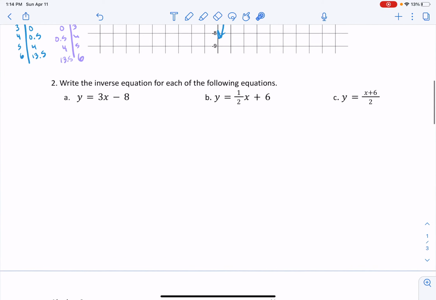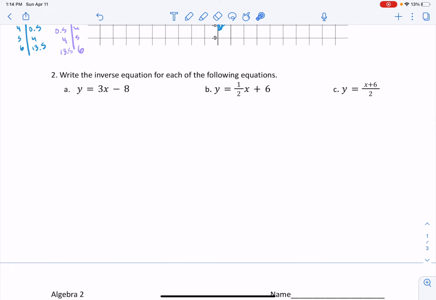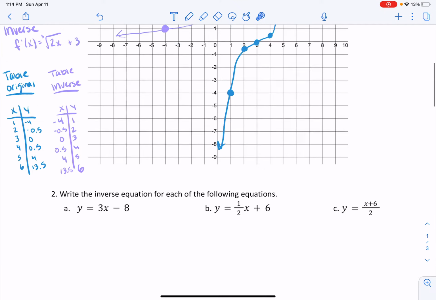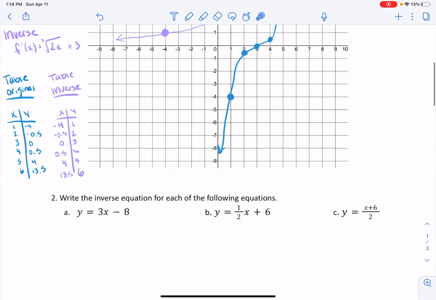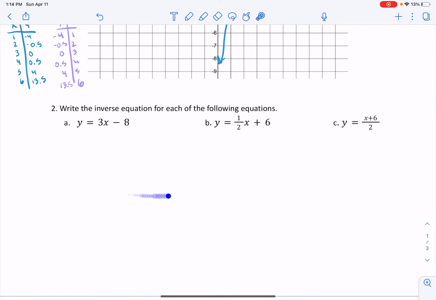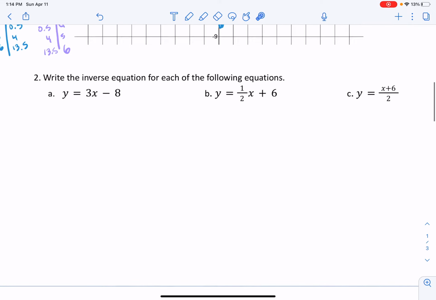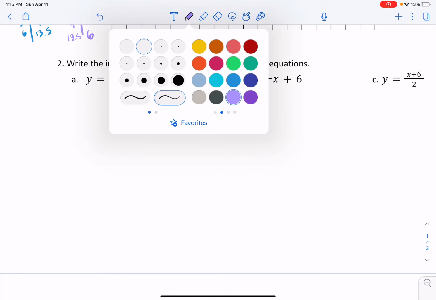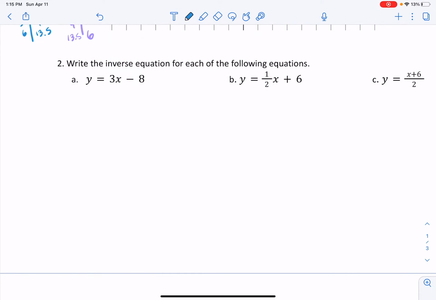All right, so write the inverse equations for each of the following equations. So we've got these equations. There is a new method that we learned in the third section, 5.1.3. I'm going to continue with the old method here and then do the new method later in the assignment. So let's talk about our original and the inverse.